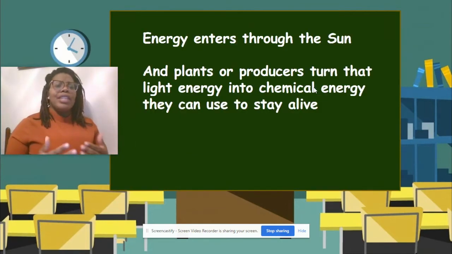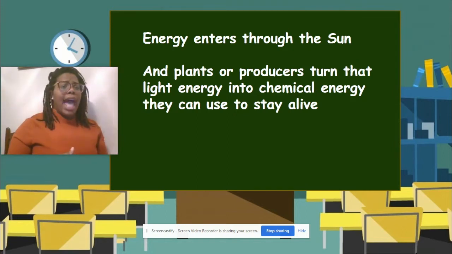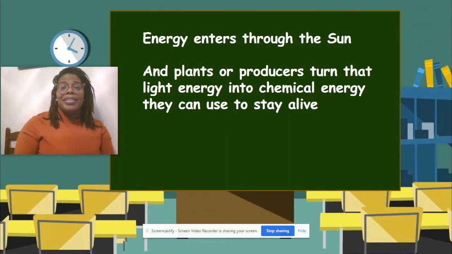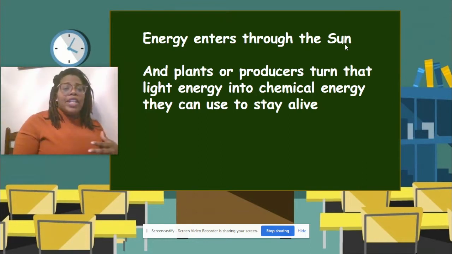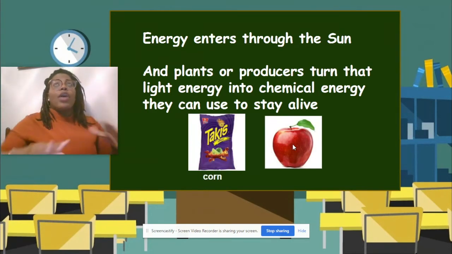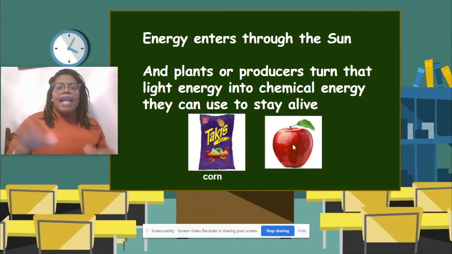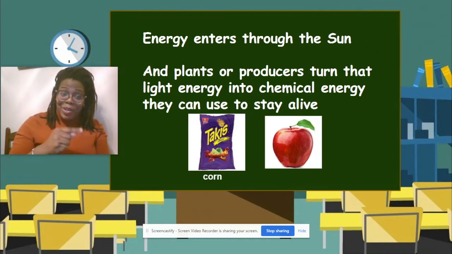So, how does energy get from the Takis or from the apple into our ecosystem? Well, that happens through the sun. As the sun shines, various plants like the corn that is used to make Takis and apple trees, which are producers, are going to capture that sunlight and use that light energy to make chemical energy through the process of photosynthesis. I know you remember that.